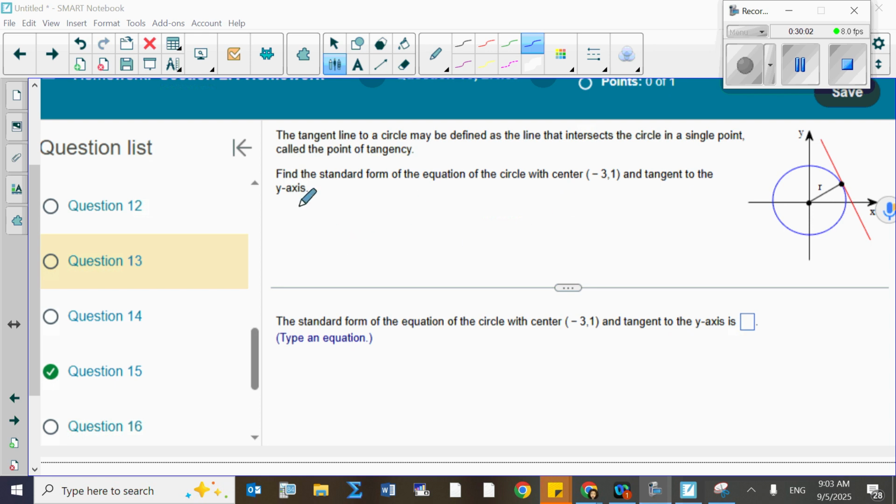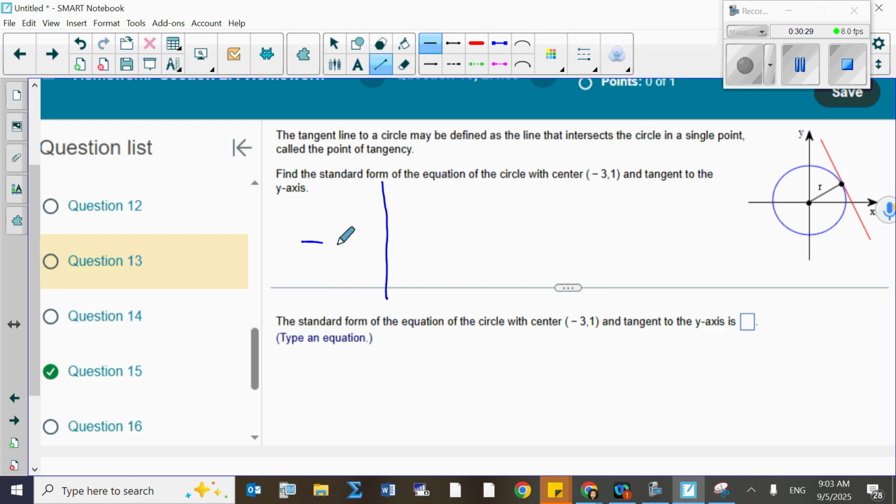Okay, first of all, on this question, we need to know what a tangent line is. The tangent line is a line that intersects the circle in a single point called the point of tangency. So this line is a tangent line. It's crossing the circle at one point over here. Now, it's asking us to find the standard form of the equation of a circle with the center at 3 and negative 1. So let me start with this.